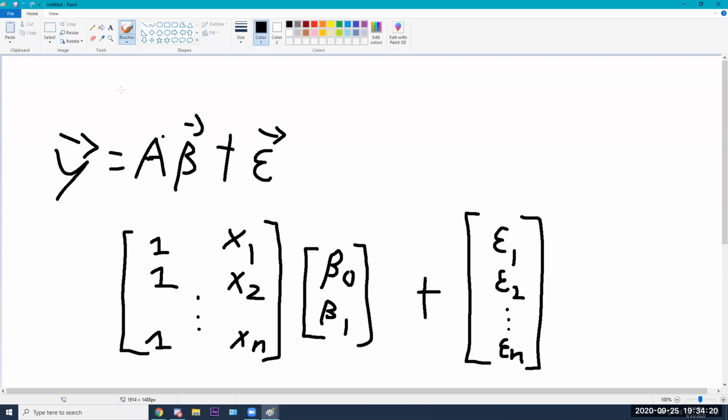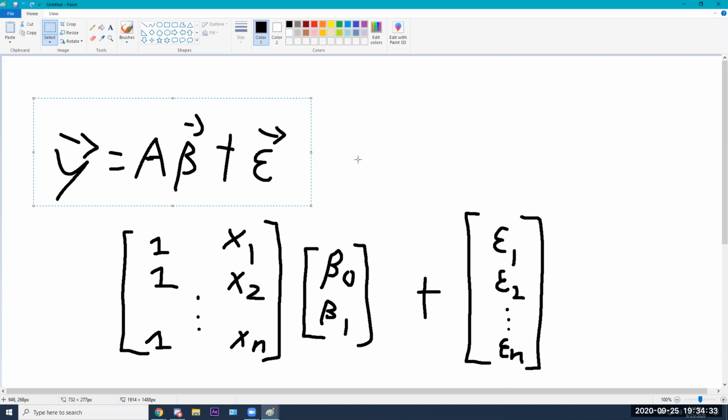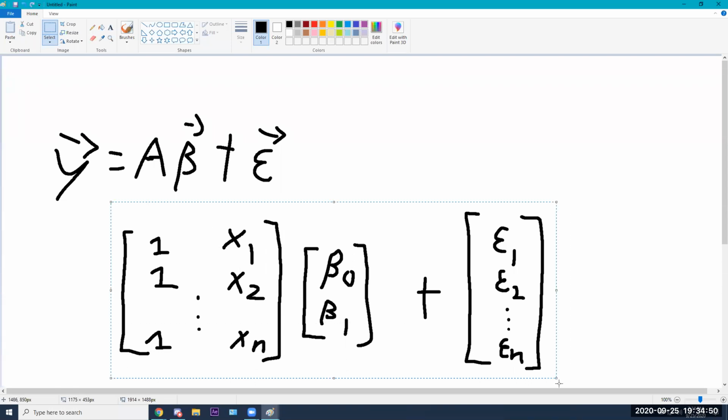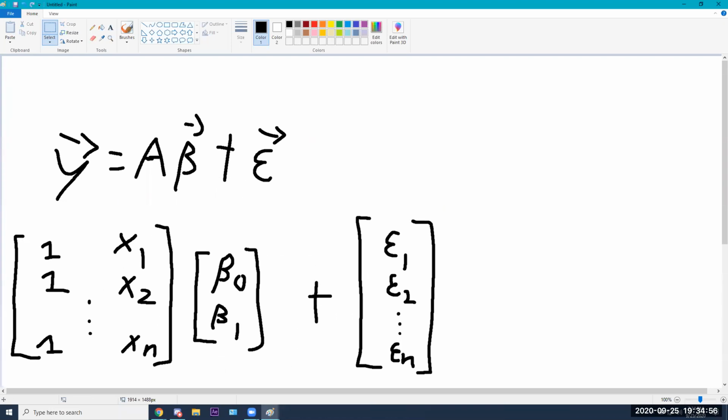The reason, this particular notation isn't too helpful here because we're only dealing with ordinary least squares. But when you write it out this way, y vector equals the A matrix times the beta vector plus the error vector, it makes it easier to generalize to other forms of regression, such as weighted least squares and generalized least squares. Since we're not going to go over that here, we're going to go back to writing it in a more familiar format.